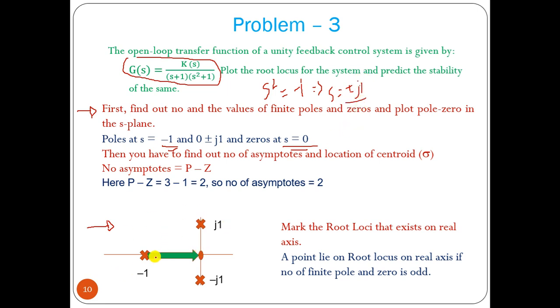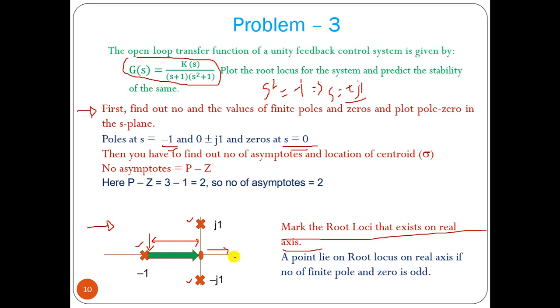So what we have, if you plot that, we have a zero at s equal to 0, pole at s equal to minus 1, and we have complex poles plus j1 and minus j1. Okay. Now we have to find out the real axis segment. If we look here in this area, we don't have any pole and zero, so the root locus path does not exist. If we check from this area to this, in this particular area, on the right hand side, we have 1 zero. Okay, so root locus path exists.